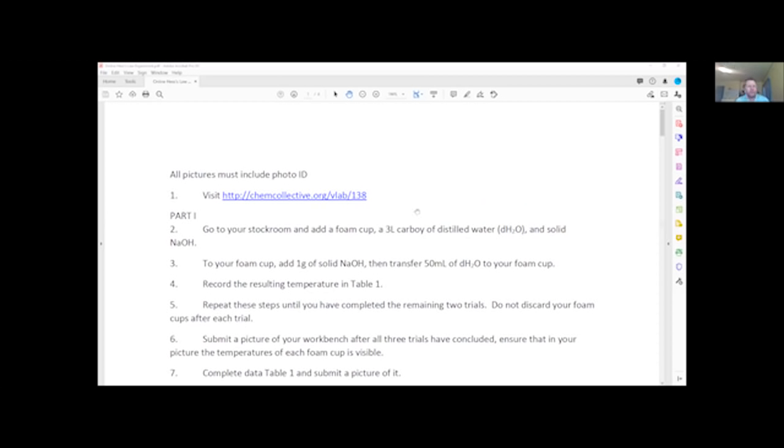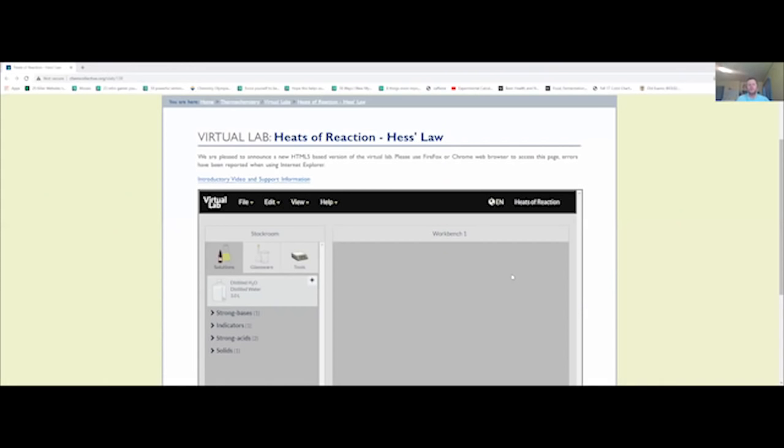First and foremost, let's start off at the top with the PDF. This shows our experiment. The first thing that you're going to need to do is go to chemcollective.org/VLab/138. Whenever you're there, you're going to have your experiment to produce. Now, we've got a bunch of tables for this, but I'm going to walk you through everything that you need to know for all these tables.